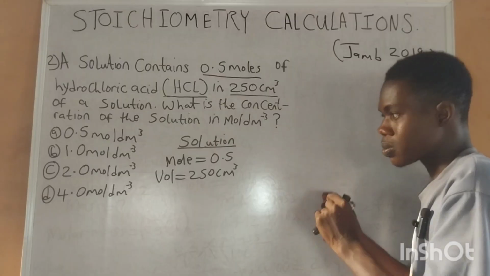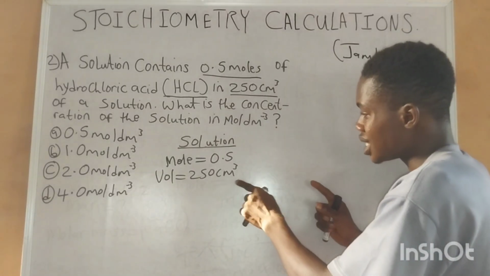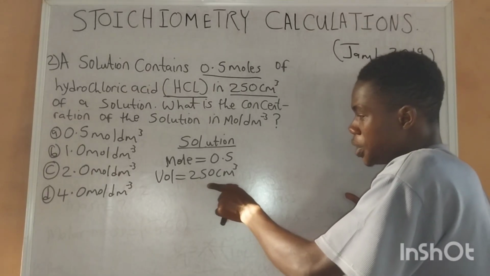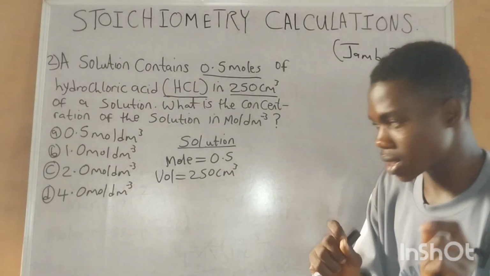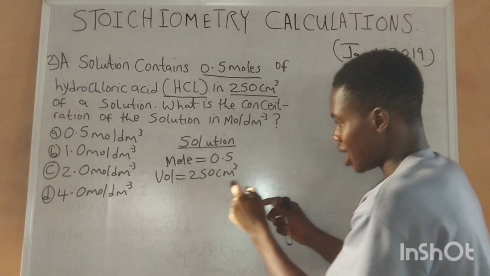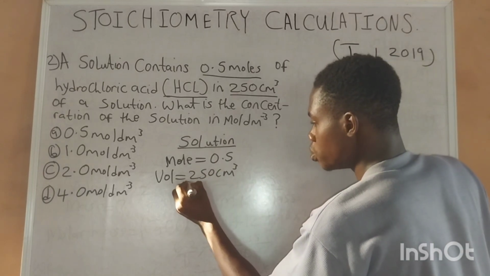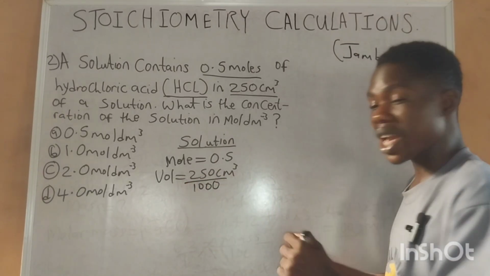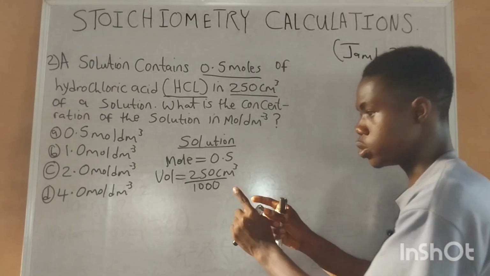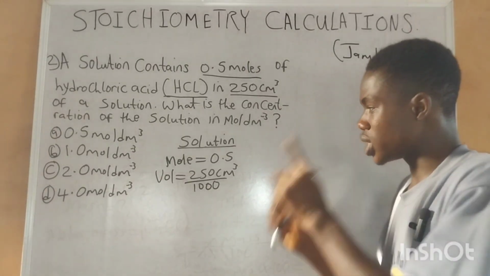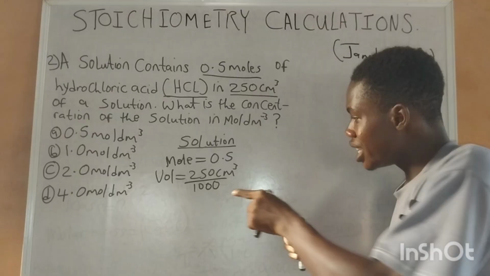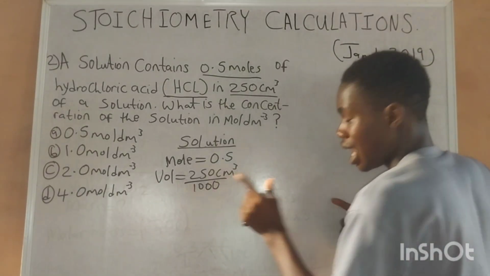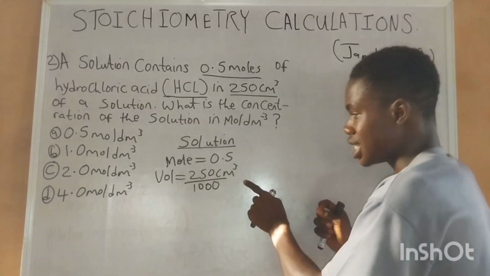dm cube. Now to convert volume from cm cube to dm cube, you simply divide the value that they gave you in cm cube by 1000. So that's what we're going to do here. So it will be 250 cm cube divided by 1000. But if you are given volume in dm cube and you want to convert it to cm cube, you will multiply the volume that they give you in dm cube by 1000. Then you will get a new volume in cm cube.